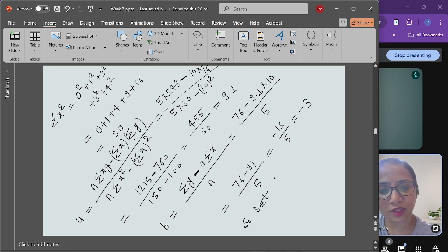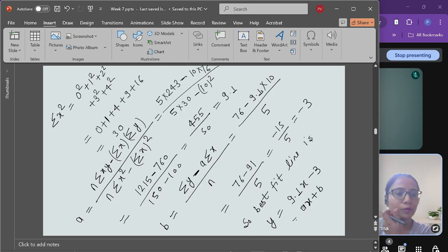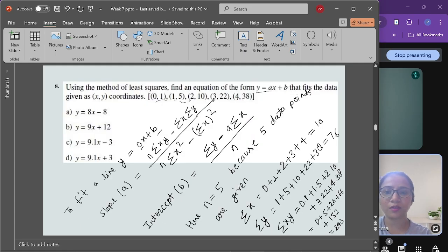just put in that equation, line is y is equal to 9.1x minus 3. Here it is in this form, ax plus b. So b value we have got minus 3 and a value we have got 9.1. So if you see the answer and options, you will get option C is the correct answer for this question.